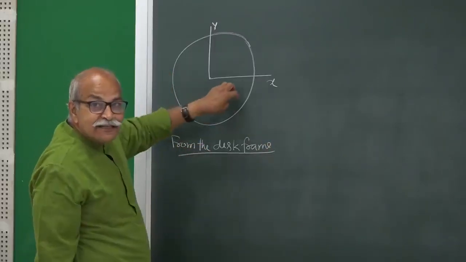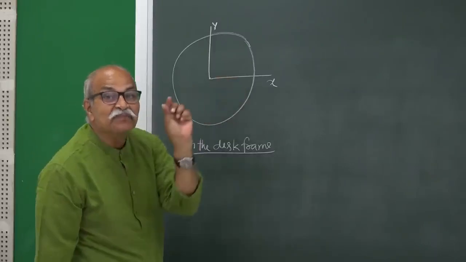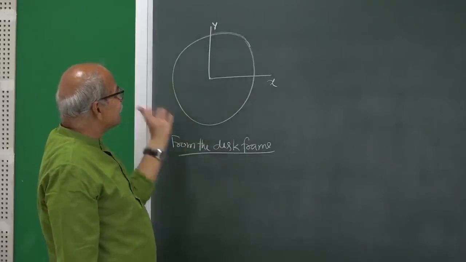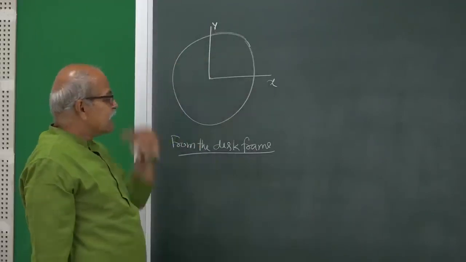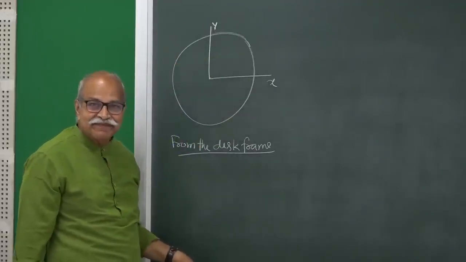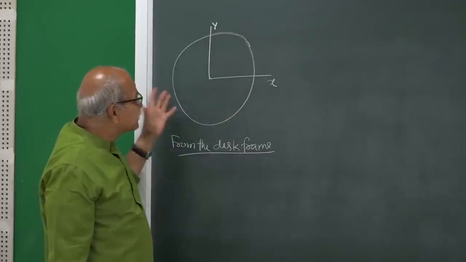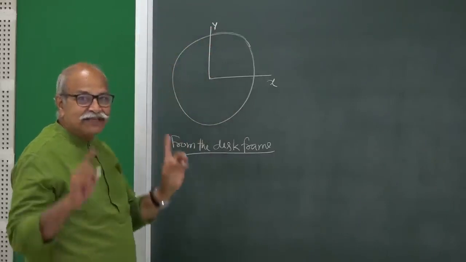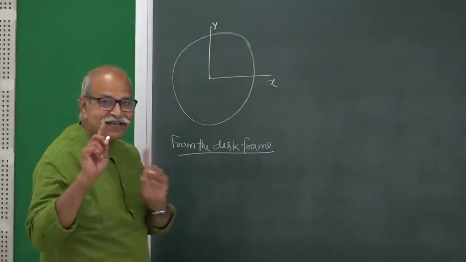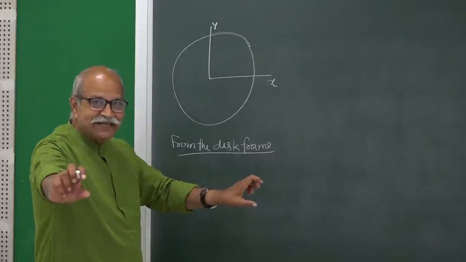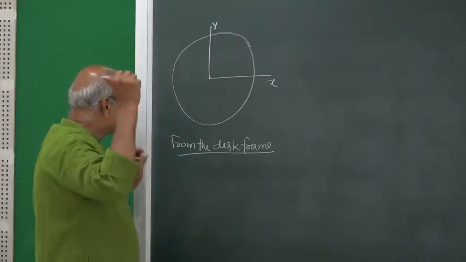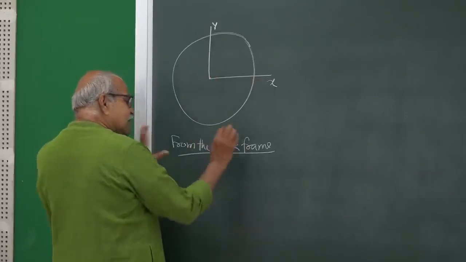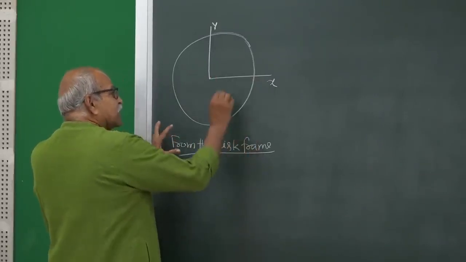For discussing the path of that object, the disk is rotating. When I say that disk is rotating about the z axis, I am using the lab frame. But then when I am saying this is the path of the object, I am using the disk frame. So, which frame I am using when I am telling some statement or some sentence, that is very, very important.